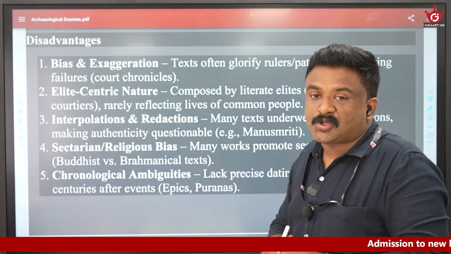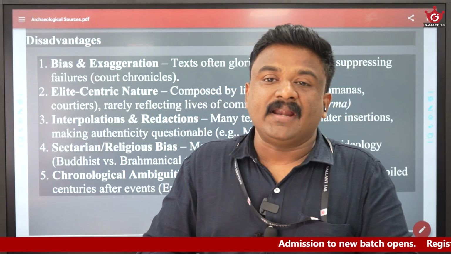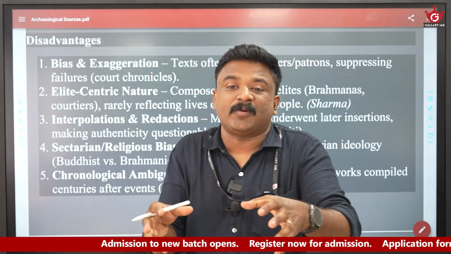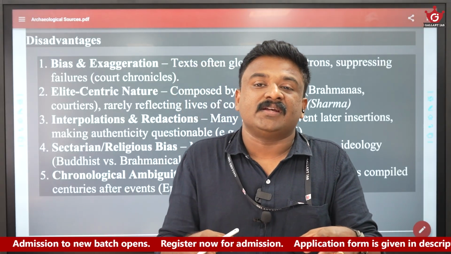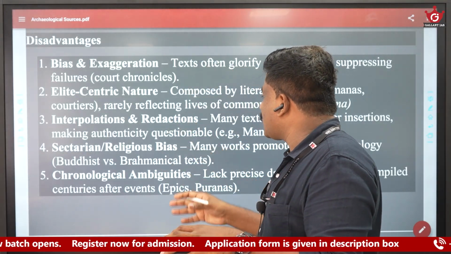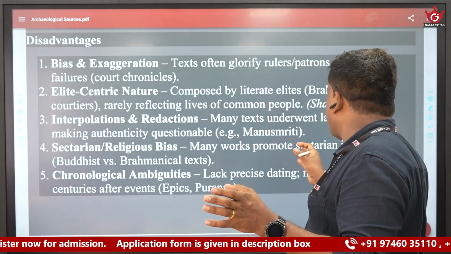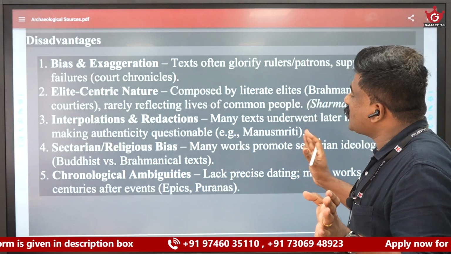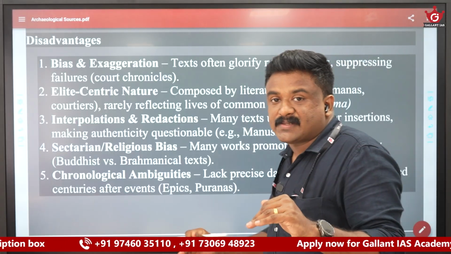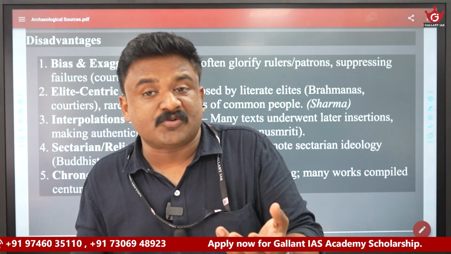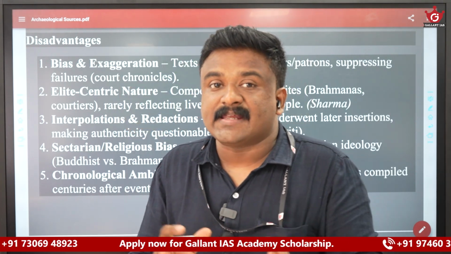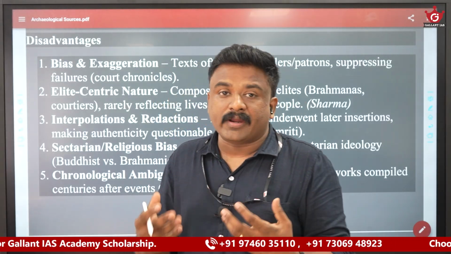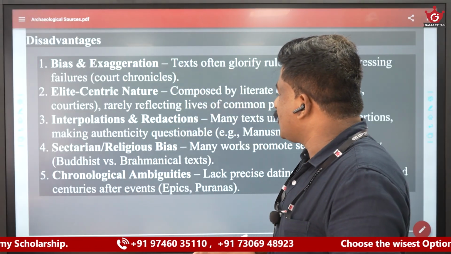Then, elite-centric nature. Most of the literature was compiled by courtly scholars, poets and writers who enjoyed the patronage of the rulers. So most of it is elite-centric literature, rarely reflecting the life of common people, according to R. S. Sharma. Interpolations and redactions: many works underwent insertions, making authenticity questionable. The Manusmriti is an example. Similarly, there are lots of literary works which underwent insertions, further additions in later times, exaggerations, or wrong interpretations. That is why authenticity is under question.